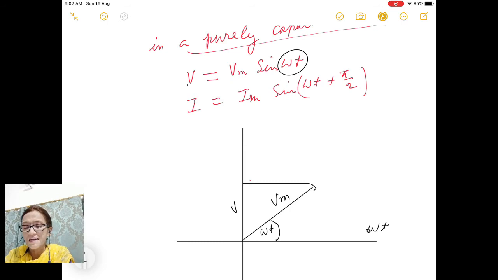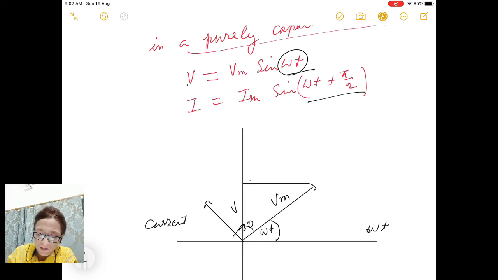Now current is leading the instantaneous voltage in phase. Here you can see the phases are different. Instantaneous current has a phase greater by pi by 2. So here we should make an angle equal to pi by 2, 90 degree, and we should draw a vector. This vector gives you current phasor, and this was your voltage phasor.